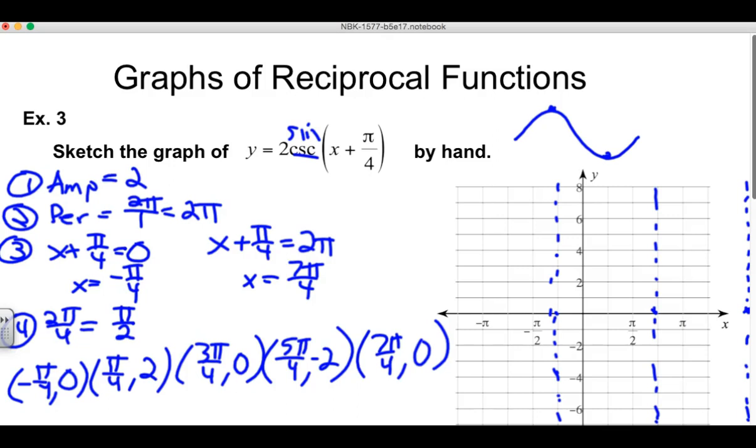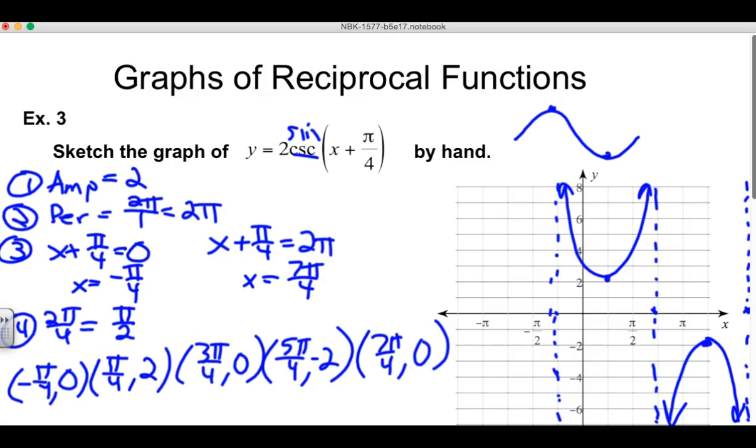I'm going to put those in the same place they were before. So it was at pi over 4 and 2, right in here, and then 5 pi over 4, -2, right there. Those are still going to be there. But now instead of having a wave in between them, you're going to have a U shape, almost like a parabola that goes up to the asymptotes. And same thing down here, only this one's going to go down. So they go away from where the sine curve was.